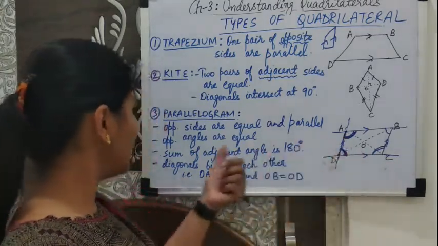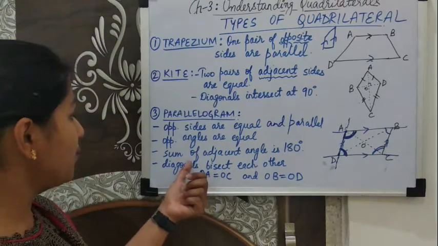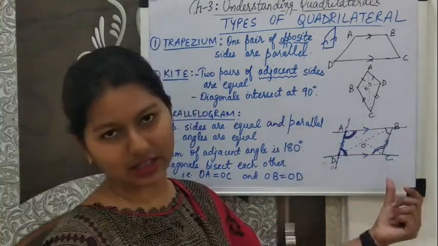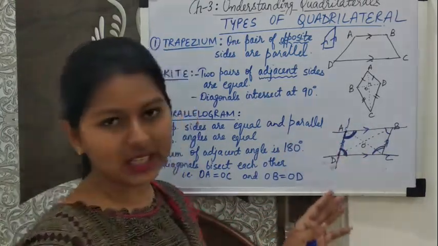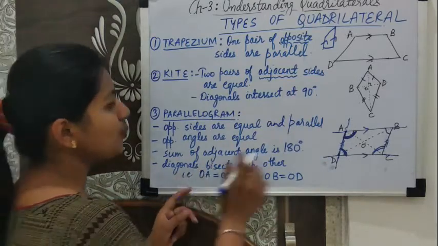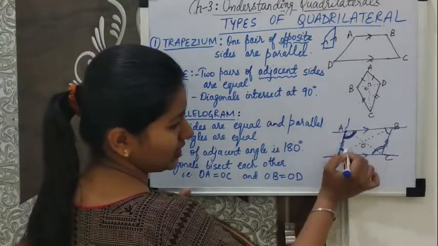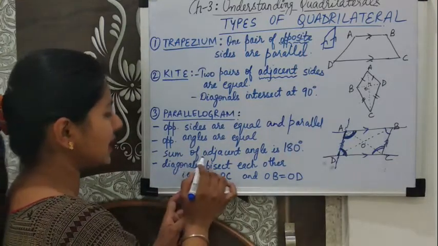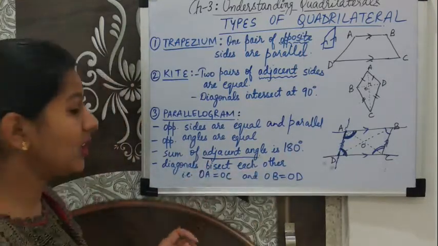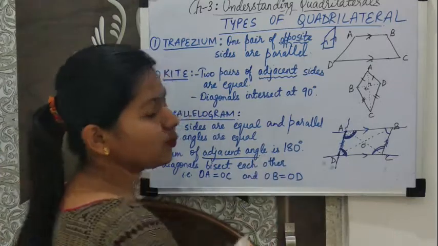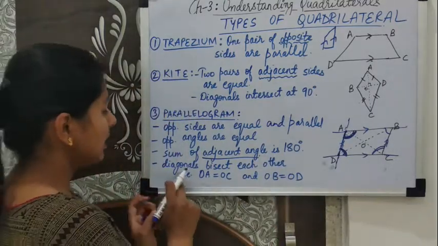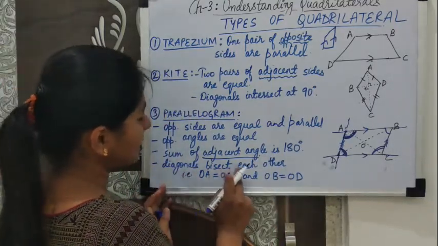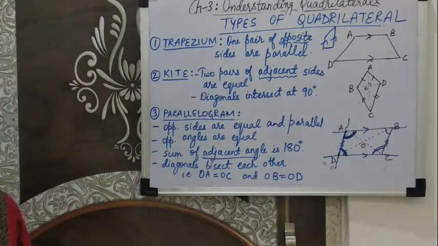They are co-interior angles. So their sum is 180 degree. So same thing is applicable for the parallelogram because in this we are having two parallel sides and one side will act as transversal. So these are either you can say it as co-interior angle. But in case of parallelogram, they are said as adjacent angles. Right? Sum of adjacent angle is 180 degree. And the last point is diagonals bisect each other.